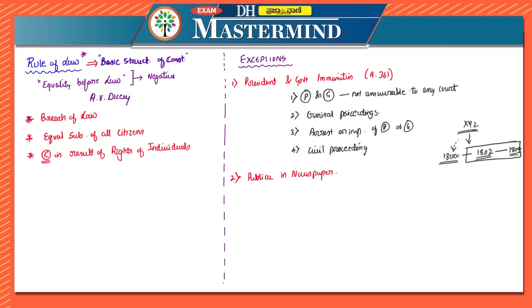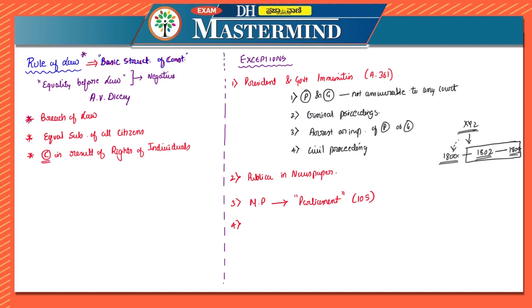Third one is related to members of parliament. No member of parliament shall be liable to any proceedings in any court in respect of anything which they have said or if they have voted in the parliament. So, if a member of parliament has said something in the parliament, or has voted for something in the parliament, that cannot be questioned in the court. So they are not answerable for that. This immunity is provided for them under Article 105.